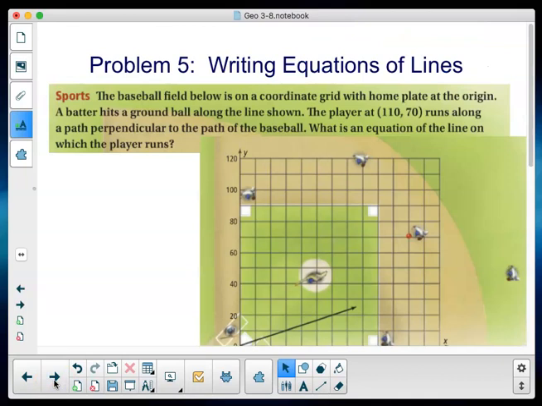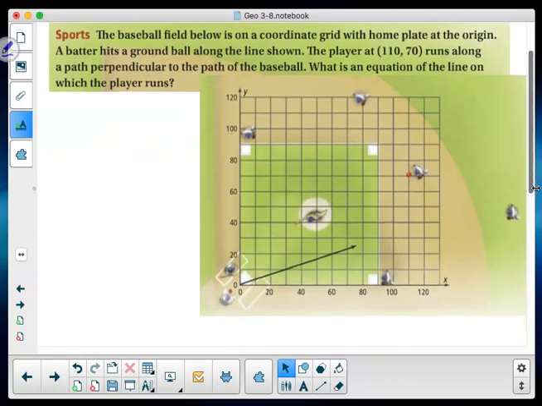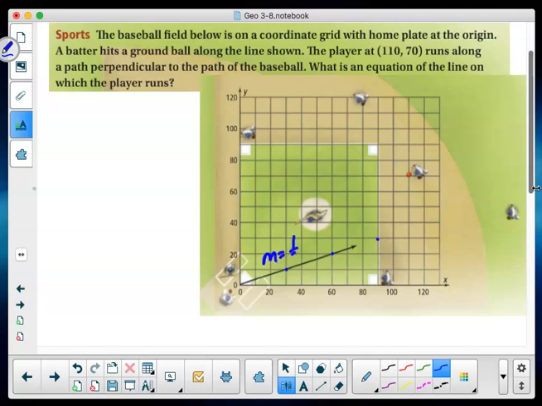Now, problem 5, writing equations of lines. The baseball field below is on a coordinate grid with home plate at the origin. A batter hits a ground ball along the line shown. The player at 110, 70 runs along a path perpendicular to the path of the ball. So I'm at 110, 70. If I'm going up 1 over 3, and up 1 over 3, and up 1 over 3, okay, that's the slope of this line.